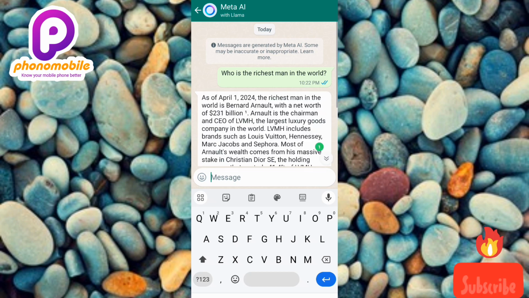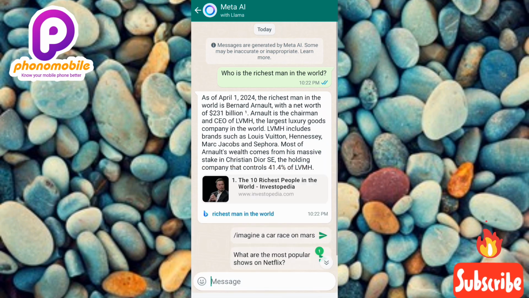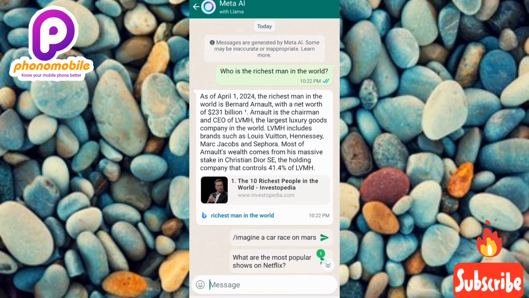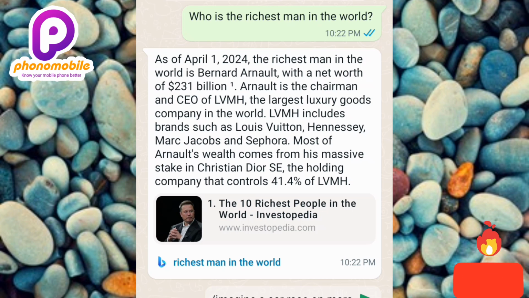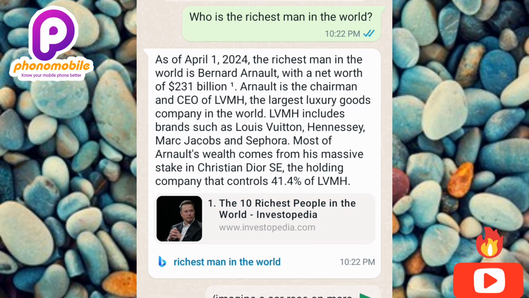Wow guys, you can see it has responded. You can see the response, you can see the answer. As of April 1st, 2024, the richest man in the world is Bernard Arnault with a net worth of 231 billion. Arnault is the chairman and CEO of LVMH and the largest luxury goods company in the world. LVMH includes brands such as Louis Vuitton, Marc Jacobs and Sephora.